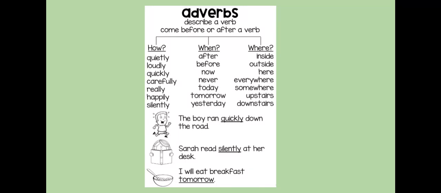For example, the boy ran quickly down the road. This is telling how he ran. First of all, you look for the verb, ran. How did he run? He ran quickly. Sarah read silently at her desk. How did she read? She read silently. I will eat breakfast tomorrow. Tomorrow is the adverb. It tells when you ate breakfast.